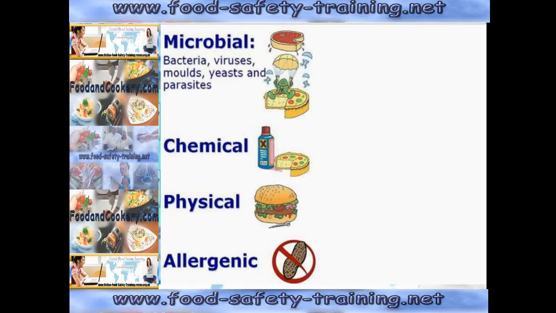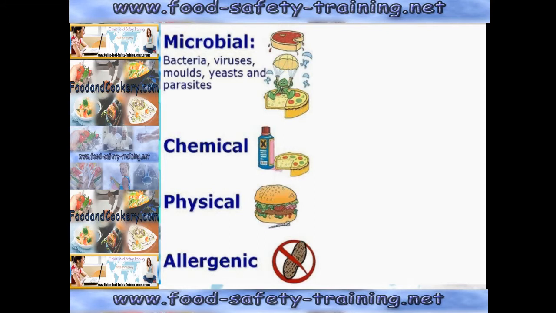Physical really means items that you can see, and they're normally a bit of a nuisance factor rather than a food safety hazard. Albeit if there are things like sharp screws or sharp pieces of glass, that can obviously be a food safety hazard that can cause cuts and bruising and choking, etc. Allergenic includes things like nuts, soybeans, celery, sesame seeds, and anything really that causes an allergic reaction to food.